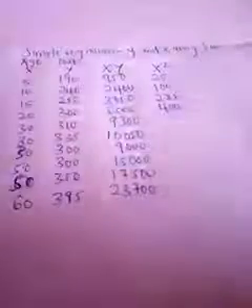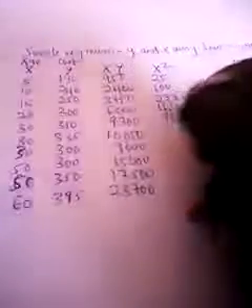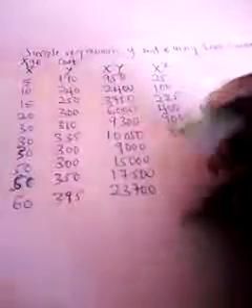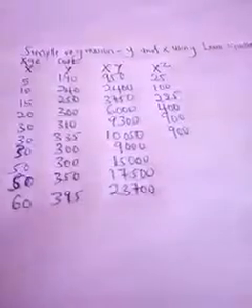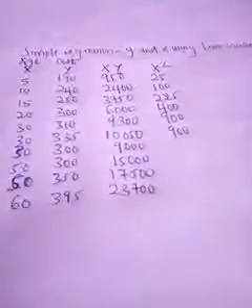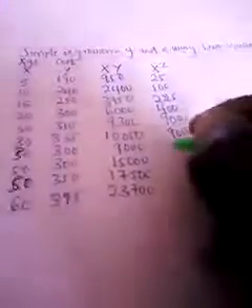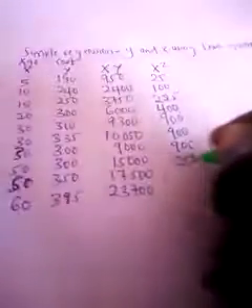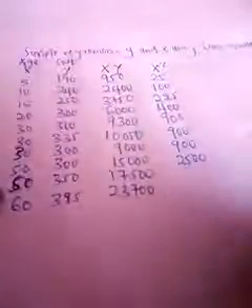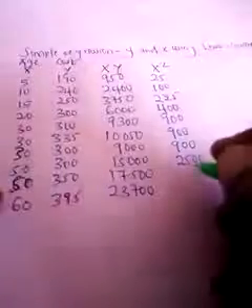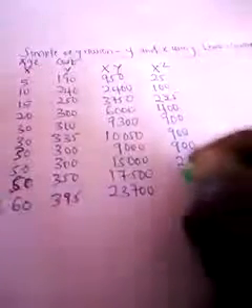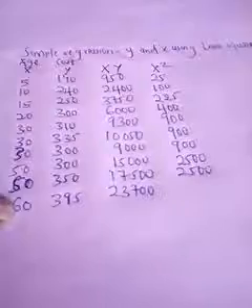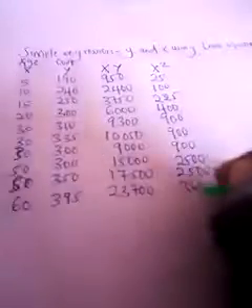Then we have 30 squared, which is 900. Again 30 squared, which is also 900, and another 30 squared, which gives us 900. Then we have 50 squared, which is 2500, and another 50 squared, which is 2500 again. Then we have 60 squared, which gives us 3600.